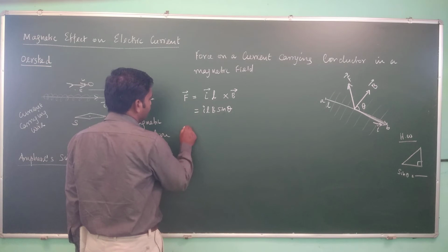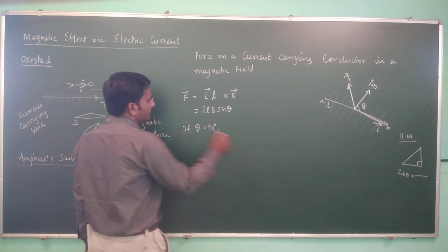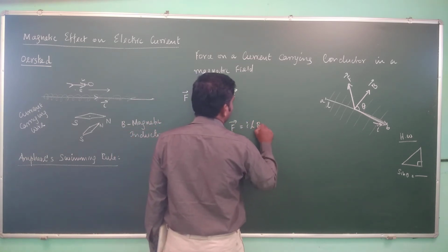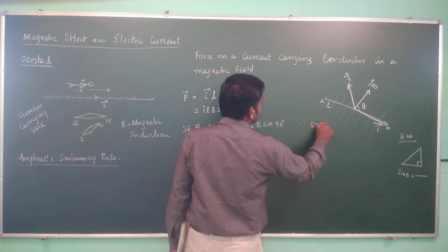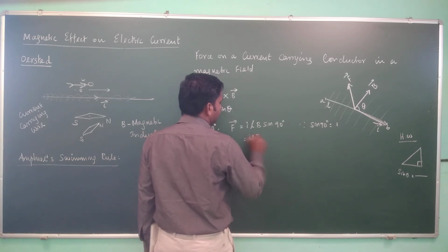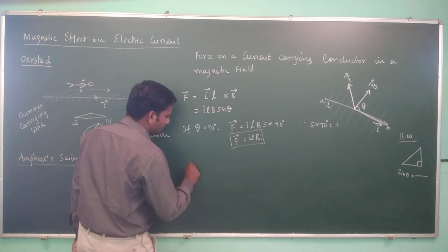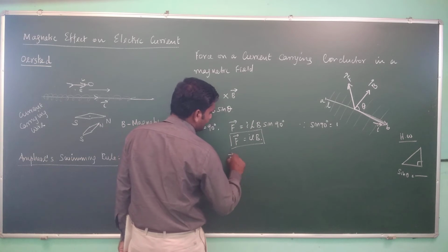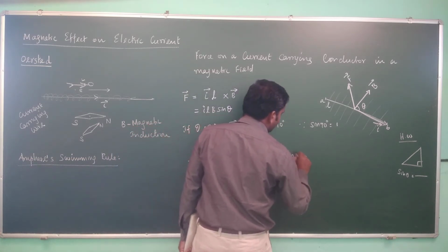Now, if theta is equal to 90 degrees, what would happen? F becomes I L B sin 90 degrees, which is 1, so this becomes I L B. Another case, if theta is equal to 0 degrees, what will happen? F is equal to 0, because sin 0 is 0.